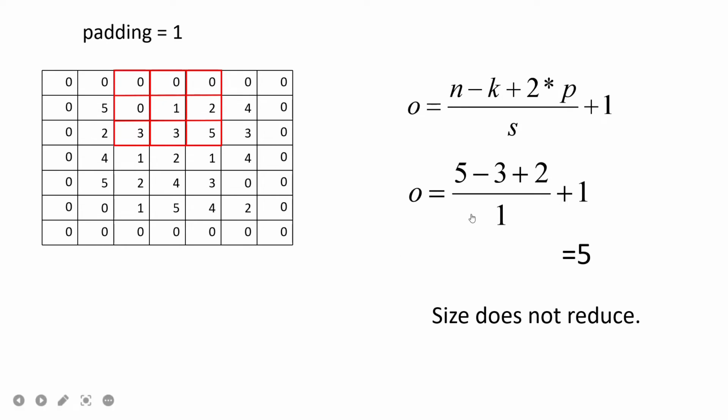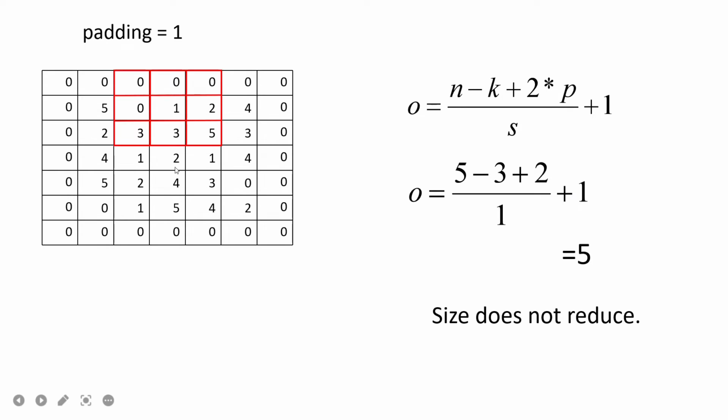So what you're going to see over here is 5 because the image stayed the same, minus 3 is the kernel size, plus 2 into 1, that is 2, that is padding was 1, divided by 1. What you will get, that is 5 minus 3 is 2, 2 plus 2 is 4, 4 divided by 1 is 4, and 4 plus 1 is 5.